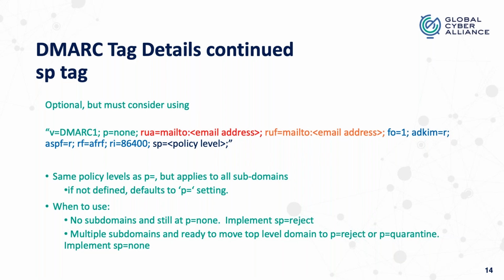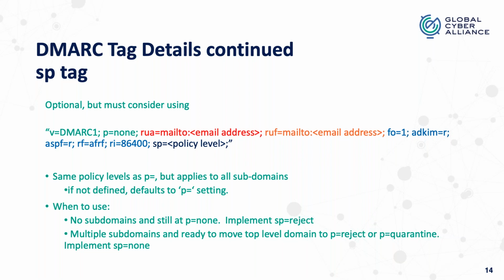If you're still going through your top level domain, reviewing it and making sure everything is set up correctly, and you're still at P equals none, but you also know that you don't have any subdomains in your environment, we don't use subdomains for anything, then what you do is put in SP equals reject. That prevents attackers and spammers from using your domain as a subdomain in emails and in spoofing. So that's where it's a benefit to put in SP equals reject at that point. All right, and the report should also give you information about those subdomains as well.